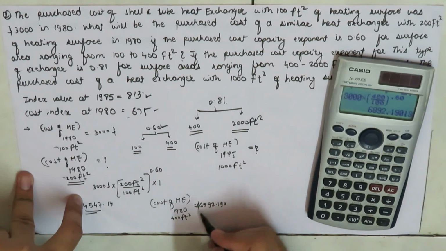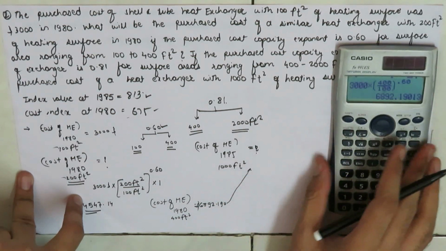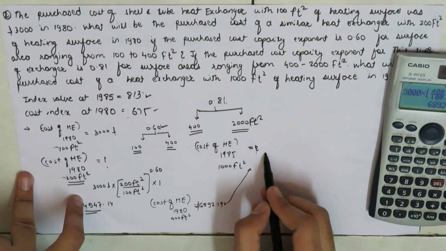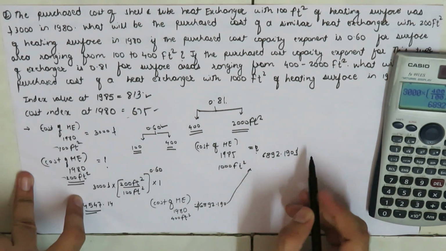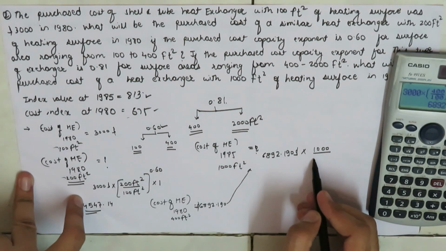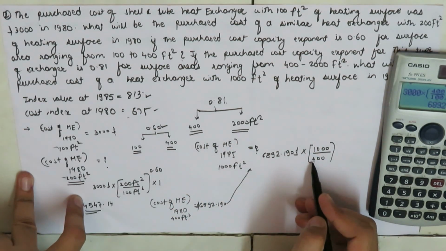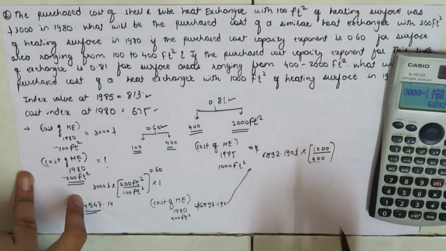So we are going to put this value in this equation to calculate the cost of the heat exchanger in 1985. So this will be equal to $6892.190 times 1000 feet square over 400 feet square to the power exponent. As we are dealing with the heating surface area between 400 to 1000, we can make use of this exponent.